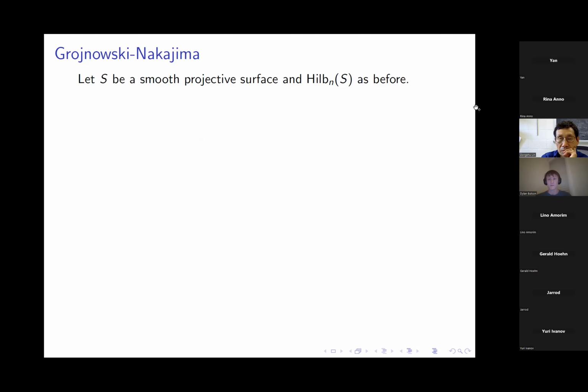So another repeat from the very end of the first lecture, but now I want to go through it a little bit more slowly, is the explanation of the simplest example of the actual correspondence we're interested in, which was discovered by Grojnowski and Nakajima independently. And the setting was the following. Let S be a smooth projective surface. And recall that we defined Hilb^n(S) in the previous lectures as the Hilbert scheme of n points on S. So this is a moduli space that parameterizes the zero-dimensional subschemes of this algebraic surface S, where n denotes the dimension of the global sections of the structure sheaf of the given subscheme.